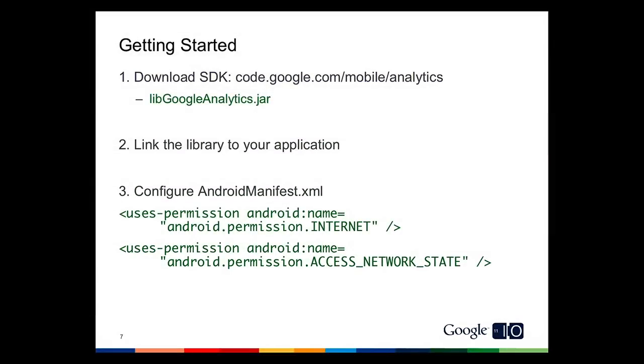So before we get into the demos, I want to set a little stage for people who are new to the product and talk about how you get started. It's really simple. The first step is we offer an SDK you can download from our site. It's a zip file which has a jar. You link the jar to your library. And then you need to set two permissions: the internet and the access network state permissions. And once you have that, boom, you've done all the configuration, and you're ready to start coding.